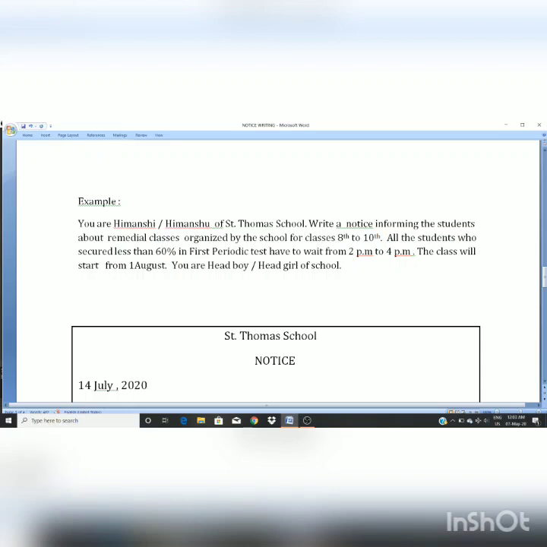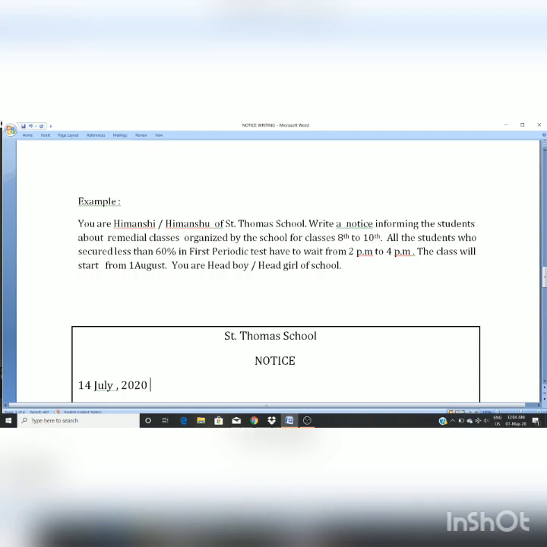See, you are Himanshu of St. Thomas School. Write a notice informing the students about remedial classes. Remedial classes means extra classes organized by the school for classes 8 to 10th. All the students who secured less than 60% in first periodic test have to wait from 2 p.m.